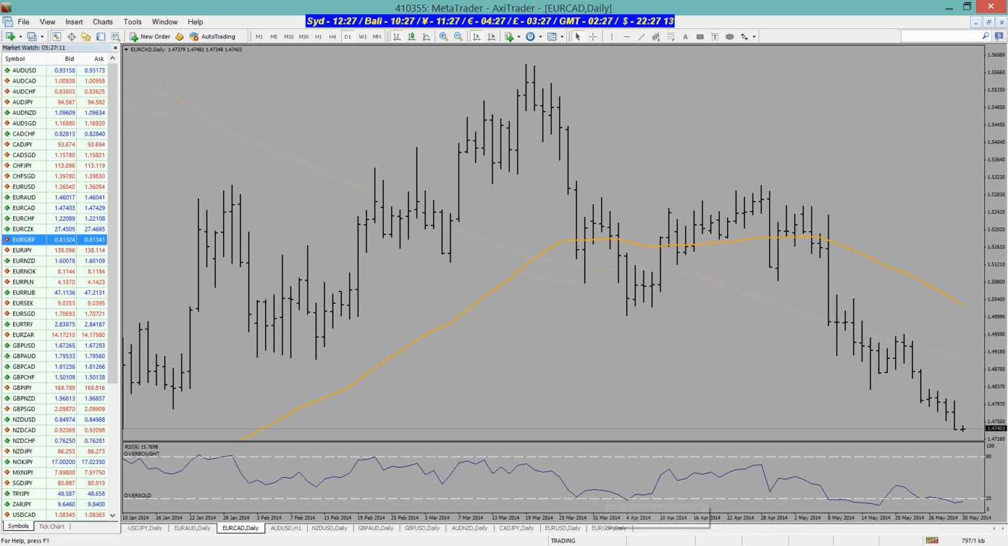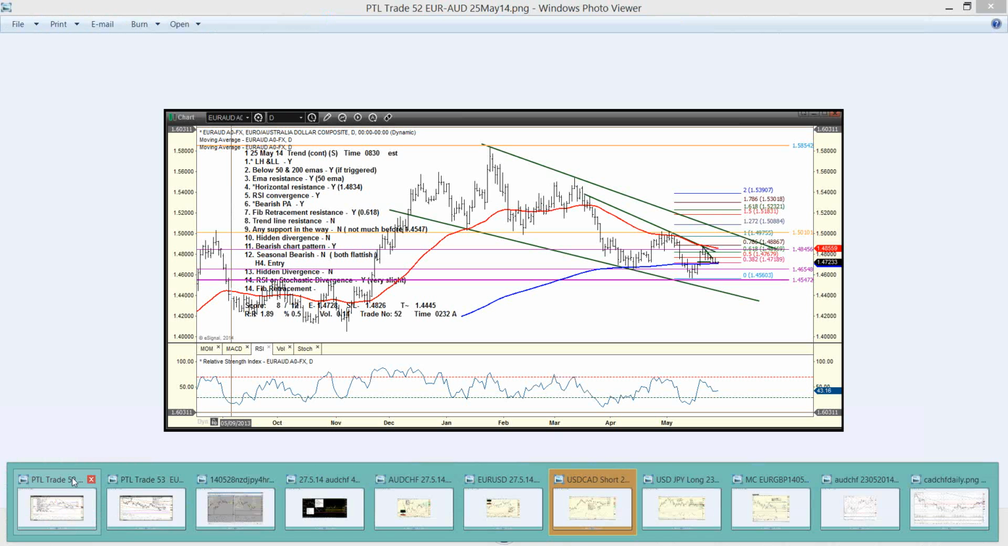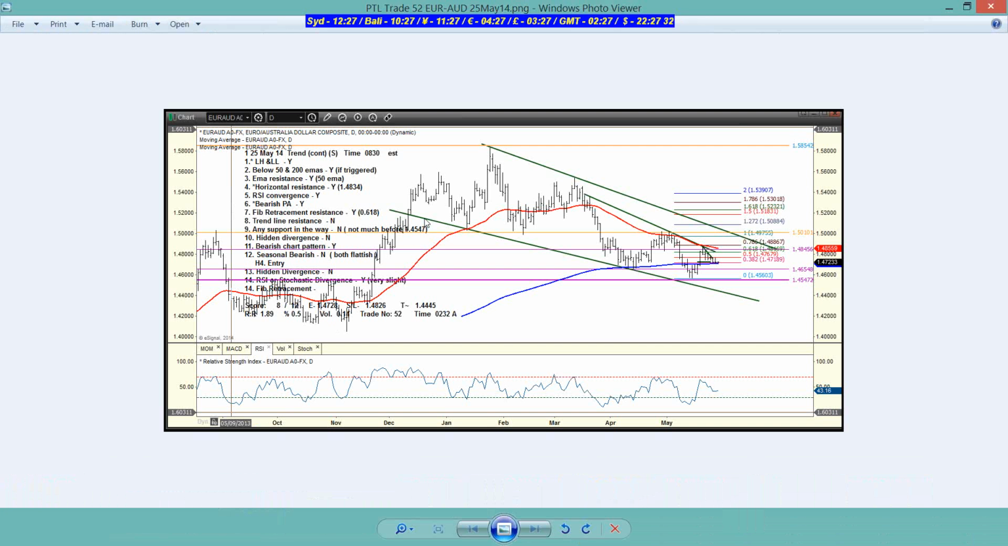You're off to Kiwi. Okay, cool. Euro Aussie, Euro Pound. Let's have a look. Euro Aussie. Yeah, this is all looking good. 25th of May, 5 days ago, you traded this. Fabulous.